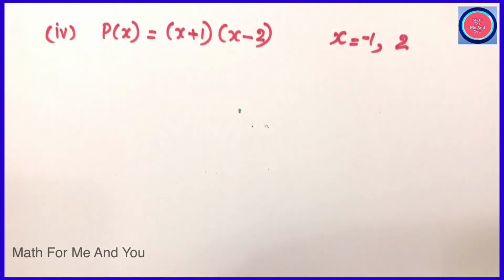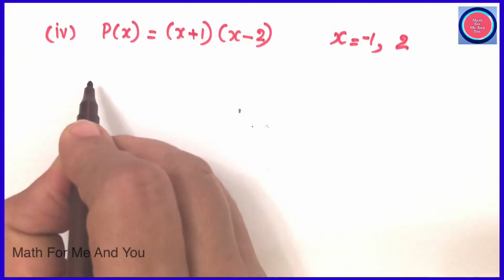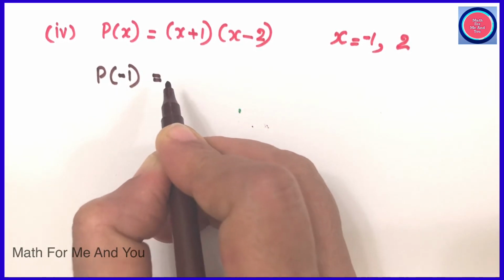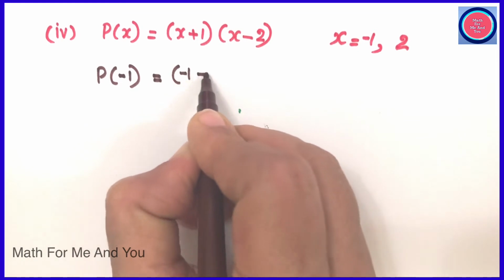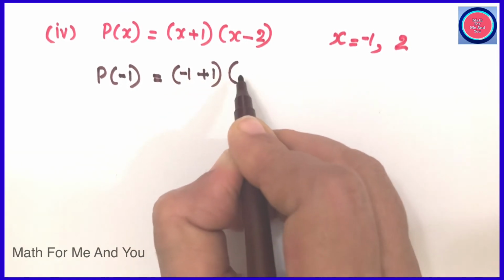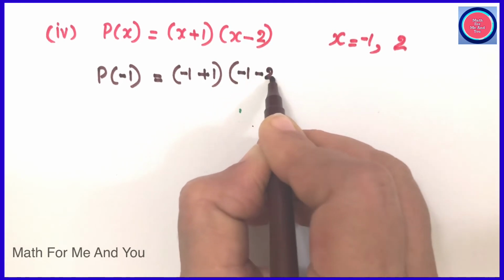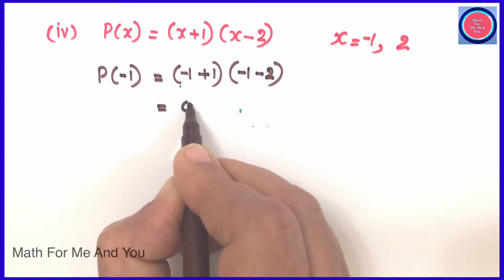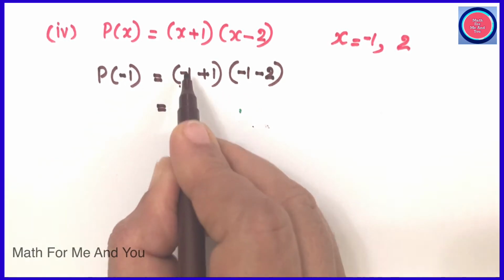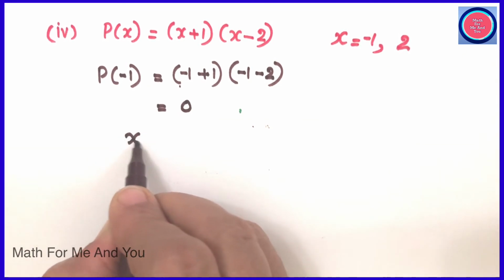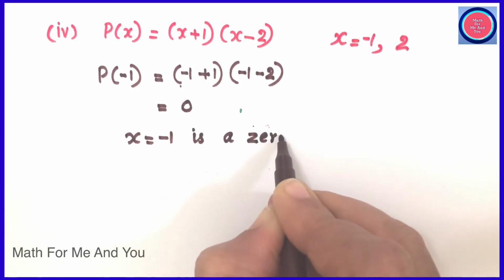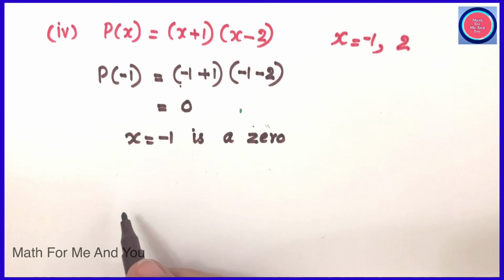Next polynomial is P of x equals x plus 1 times x minus 2. Now it's easy. We have to check x equals minus 1 and 2 are zeros or not. Start with minus 1. P of minus 1. How to check? Change x with the number minus 1. So the first bracket becomes minus 1 plus 1 and the second bracket becomes minus 1 minus 2. See the first bracket minus 1 plus 1. How much is it? 0. 0 times the second bracket is equal to 0. 0 with any number is equal to 0. So P of minus 1 is 0, which means x equals minus 1 is a 0 of the given polynomial.